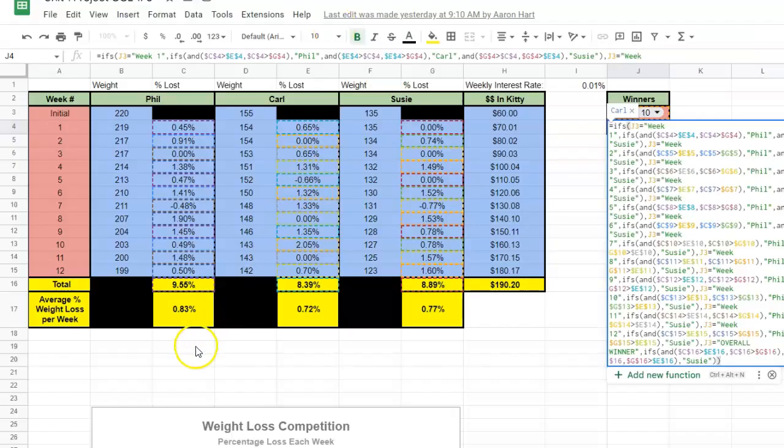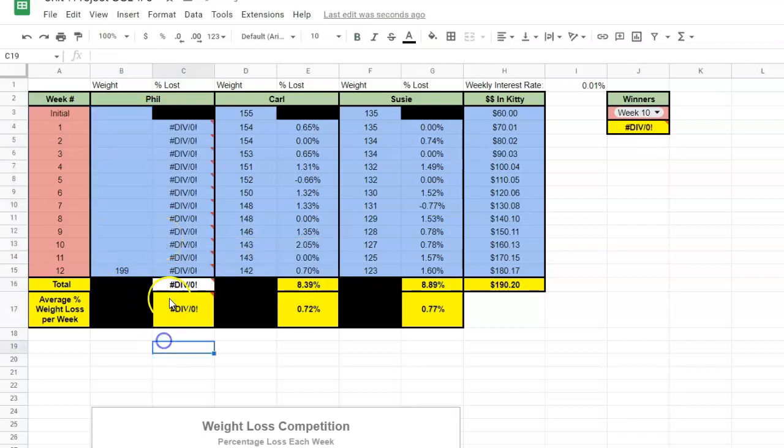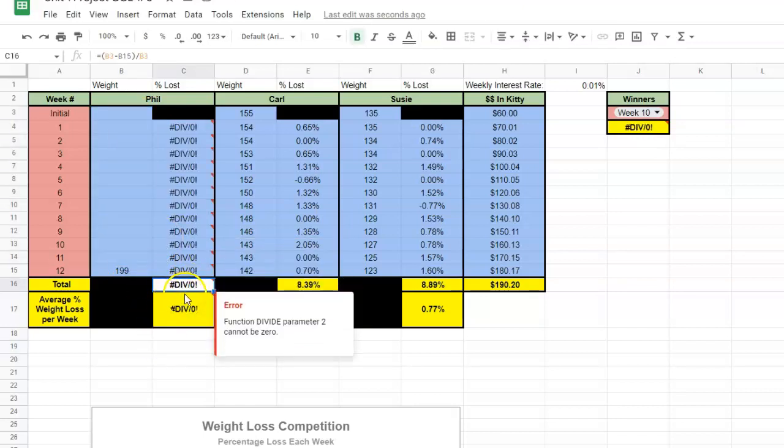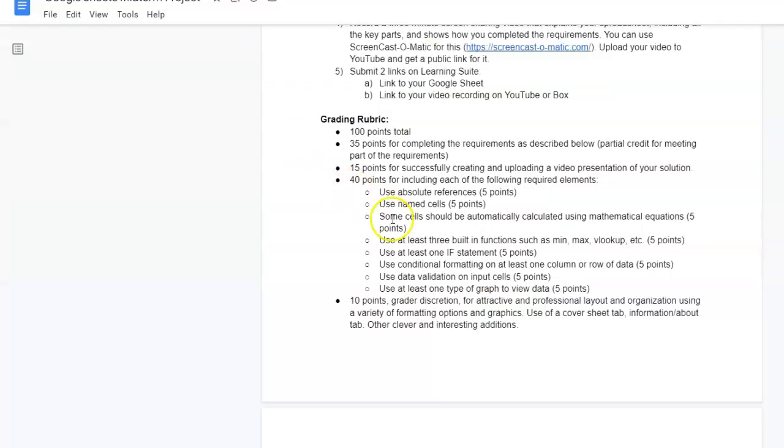Conditional formatting. So for our conditional formatting, we made it to where if there are no values in these cells right here, then there will be no highlighting right here. But once the cells are filled in, it'll be highlighted. So that's our conditional formatting.